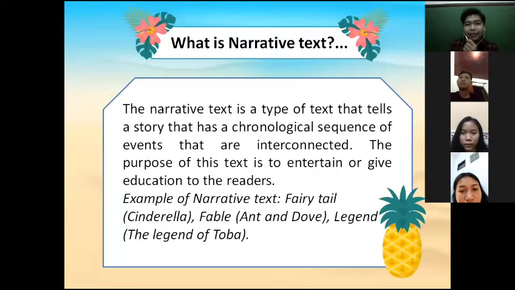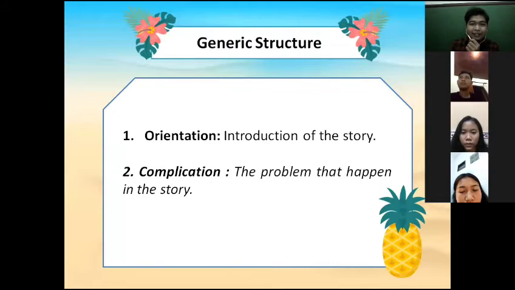All right, students. After we discuss what narrative text is, we move to the next topic, the generic structure of the narrative text. There are four generic structures. The first is orientation. Orientation tells about the introduction of the story, the characters and also the place where the story happens. And then the second generic structure is complication. That tells about the problem that happens in the story.